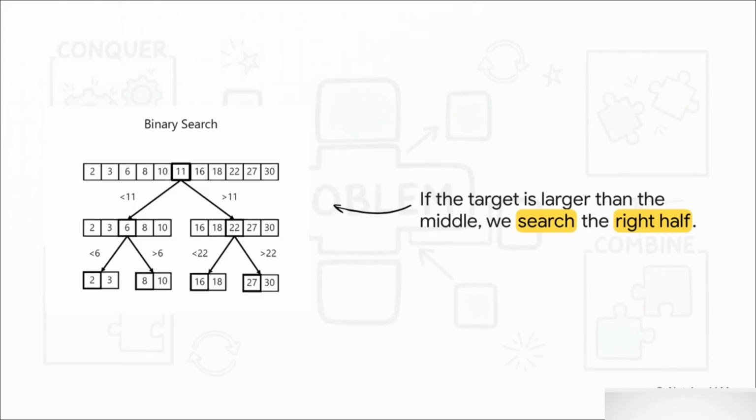Let's actually walk through this. So we're looking for the number 11. Our first middle element is 10. Okay, 11 is bigger than 10, so we can instantly ignore the entire left half of the array. Boom, that's our divide step. In the half that's left, the middle is 22. Our target, 11, is smaller, so we throw away the right half. By just chopping the problem in half over and over, we find what we're looking for like a heat-seeking missile.